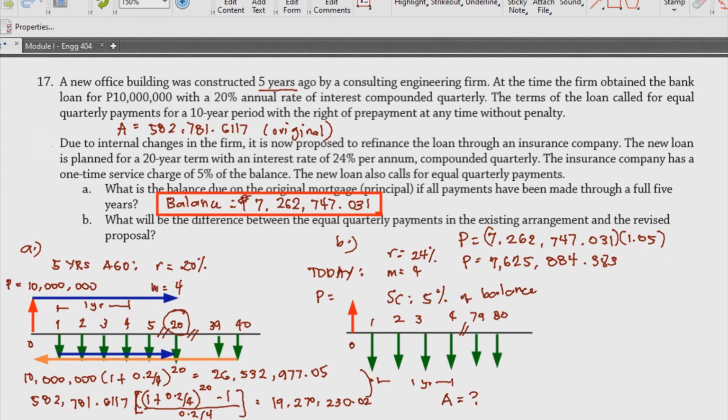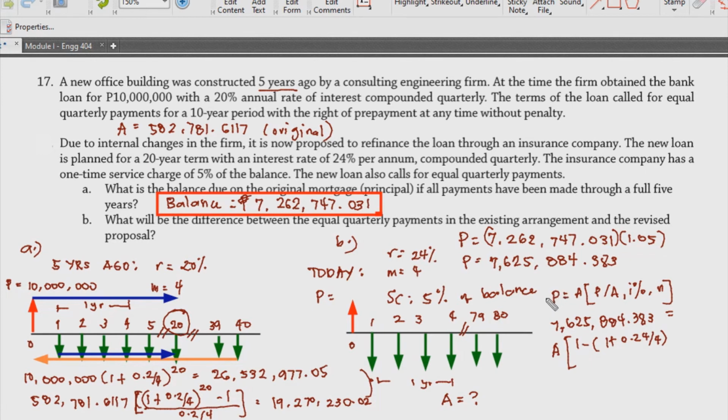So, alam niyo naman siguro yung formula for annuity using our present worth. So, we will be having P is equal to A, and then we have P given A, that is I%, and then N. So, yung ating P is 7,625,884.383, and then this is equated to your annuity, which is unknown. And then, ano ba yung ating mga factors dito? So, we have 1 minus 1 plus, ano ngayon yung ating bagong interest rate? So, sabi dito, the nominal is 0.24. And then, we divide this by 4 kasi compounded tayo quarterly. And then, how many payments ba ang kailangan nating pagbayaran?